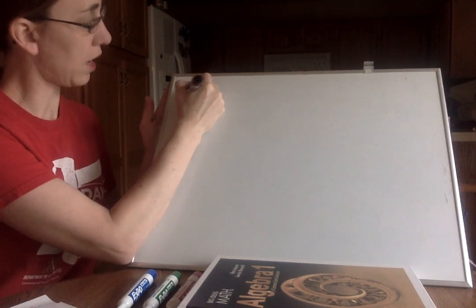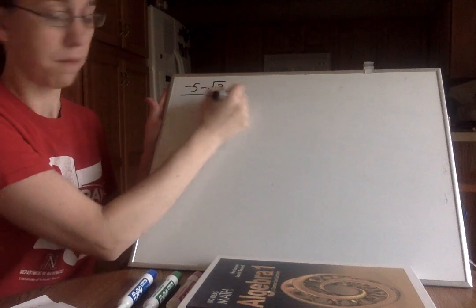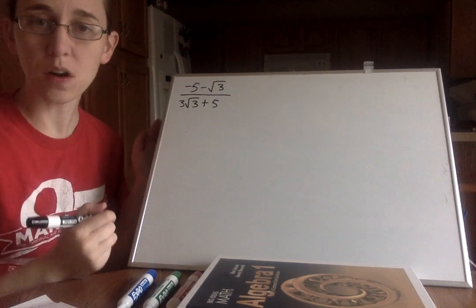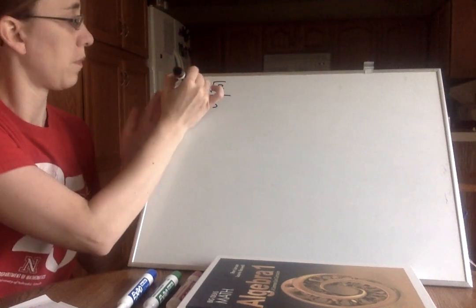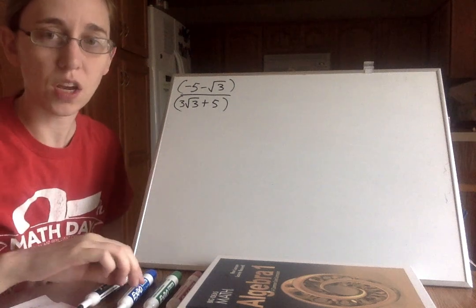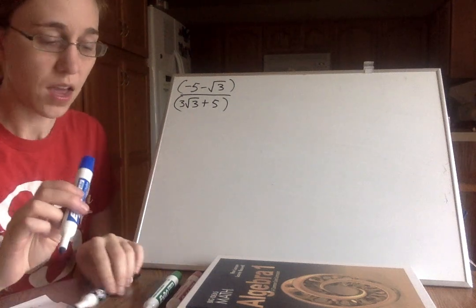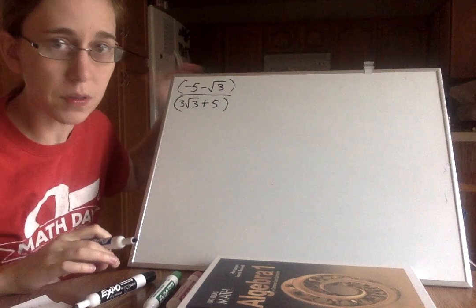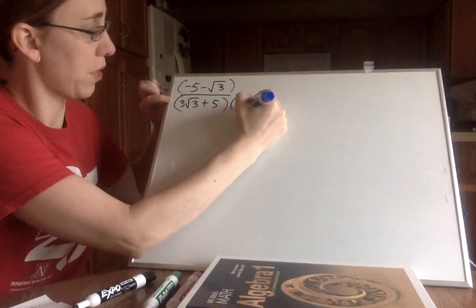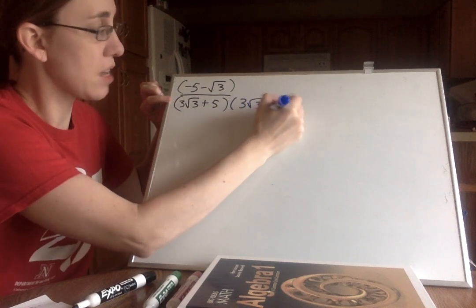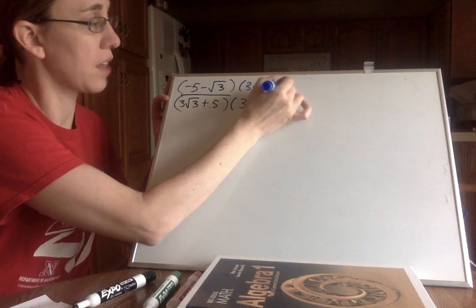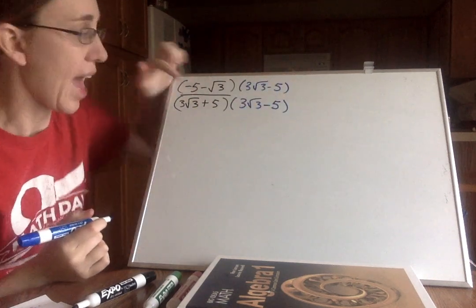So if we have -5 minus square root 3 over 3 square root 3 plus 5. So binomial on top, binomial on bottom. Let's put in our parentheses. Remember, we only want the conjugate of the denominator, okay? So I don't care what's in the top. The top is fine. We care about the bottom. So the conjugate here will be 3 square root 3 minus 5, change that sign, and then the exact same thing on top, okay? They have to be the same.